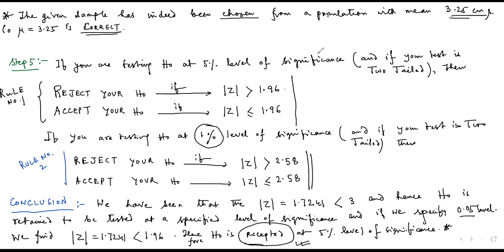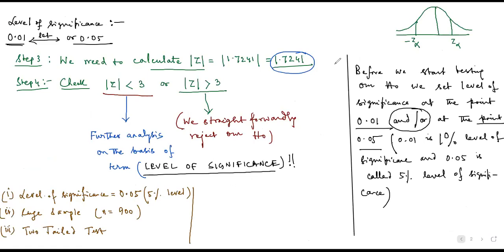So that is how we draw the conclusion according to the level of significance and the type of test that you are using. In my previous video, I only did the problem where the null hypothesis got rejected because the absolute value of Z came out to be greater than 3. If it is greater than 3, then this null hypothesis is always rejected.